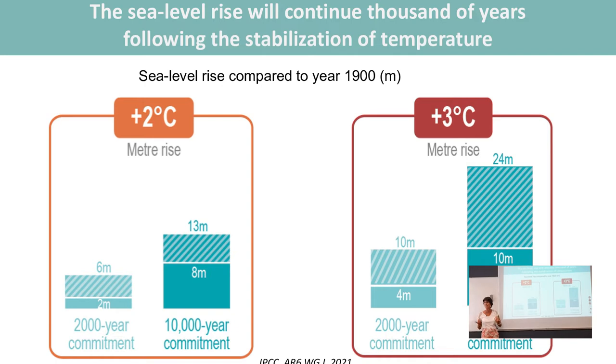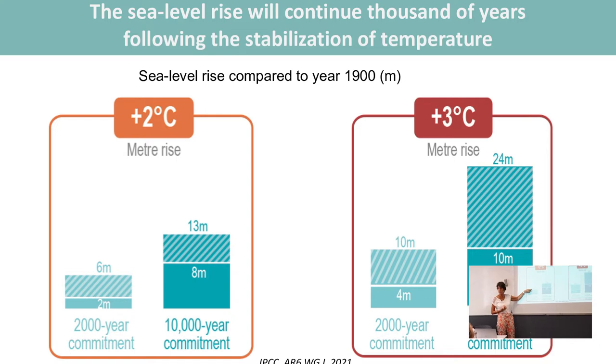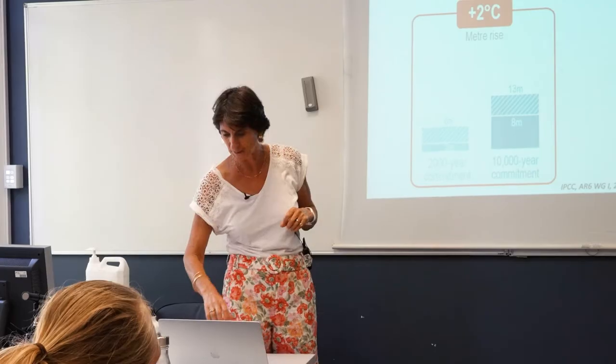And if we stabilize at 2 degree warming, in 2,000 years, the sea level rise will be between 2 and 6 meters. And in 10,000 years, it will be between 8 and 13 meters. So that's the commitment. If we stabilize at 2 degrees, we will commit for generations 10,000 years after us. Okay? So that's also something that is important to keep in mind.